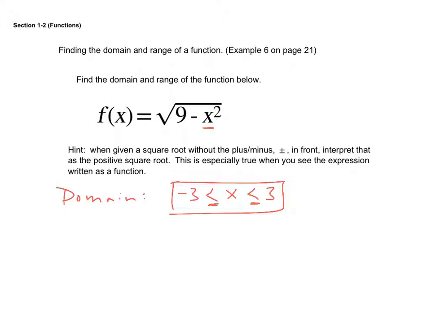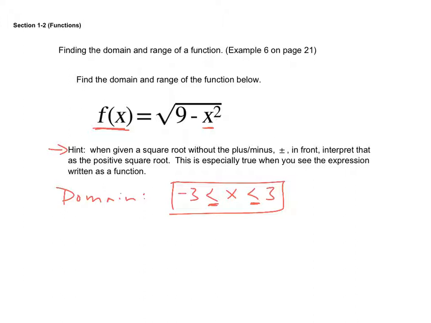Okay? Now, with the range, it gets a little bit tricky as well. And I wrote down this hint right here. So when you're given a square root sign without the plus or minus sign in front, interpret that as the positive square root. This is especially true when you see it written as a function, because I have to have only one value in the range for any given value in the domain.